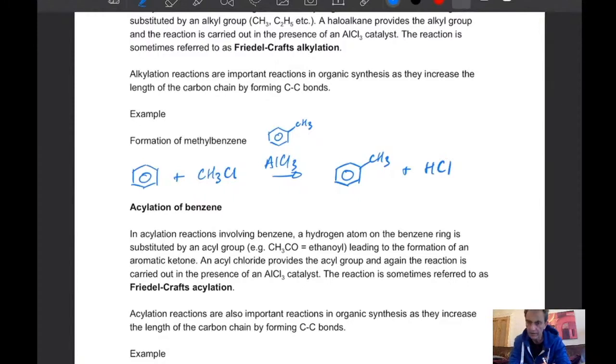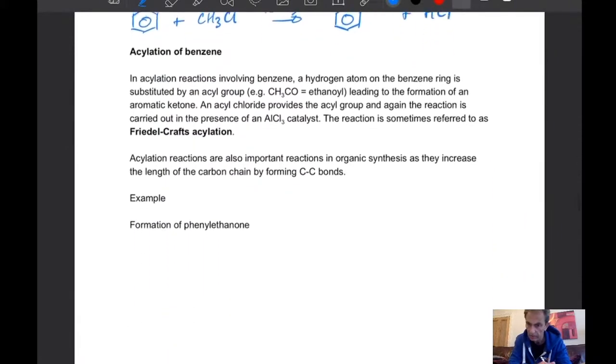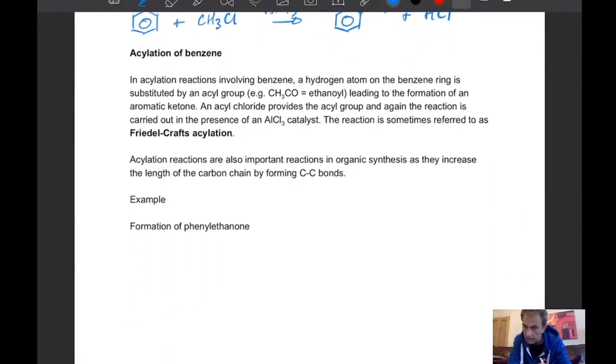So straightforward. Hopefully you agree that's nice and straightforward. So the next one, going quickly on, I'll keep an eye on the chat and just see if there's any questions, but doesn't seem to be at the moment, apart from the smallest benzene ring that you've seen, which is great. Right, acylation now, okay?